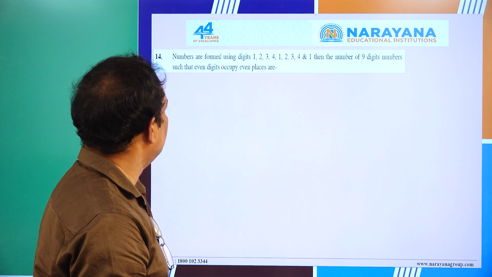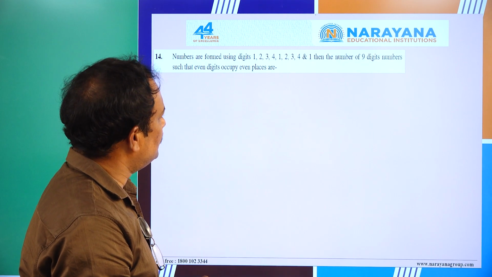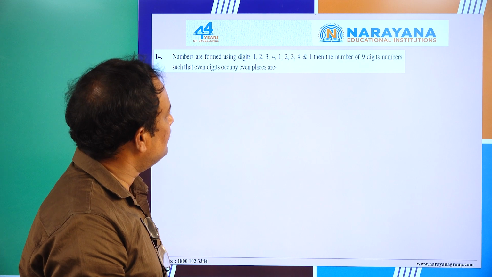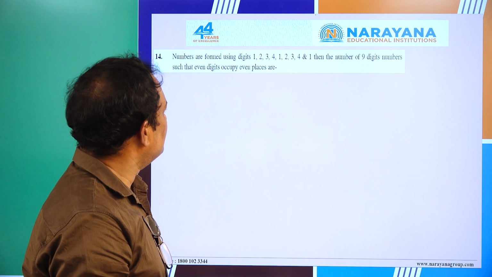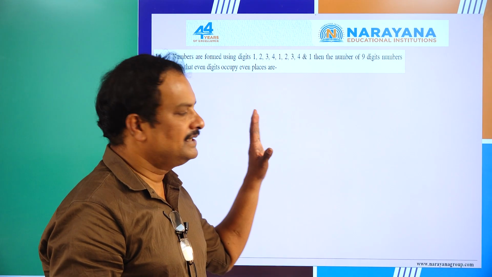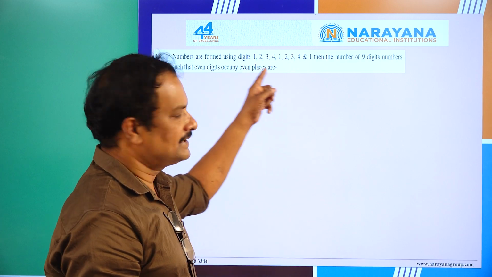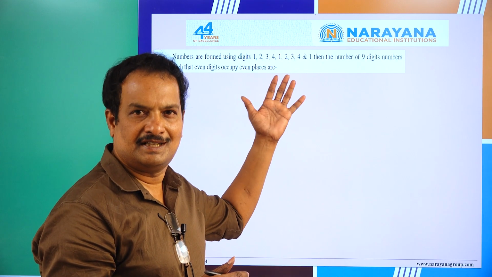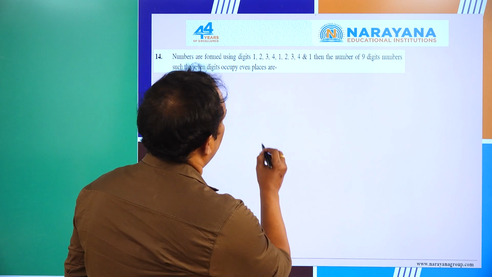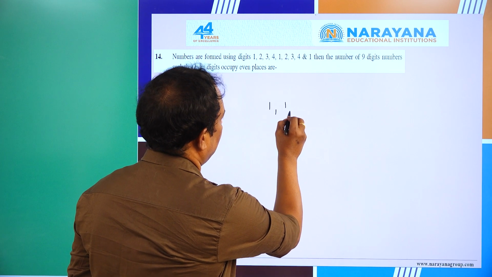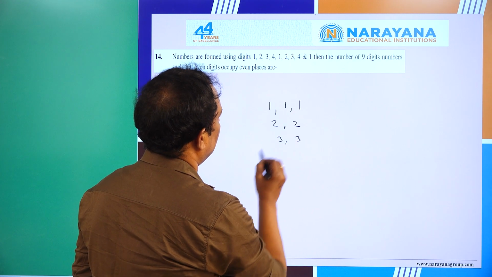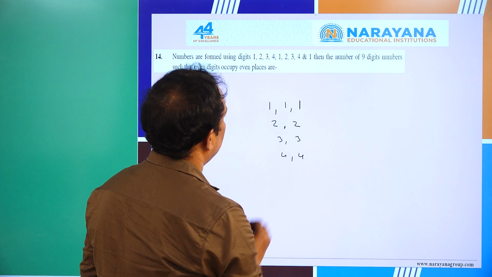Now in this case, the 14th problem, numbers are formed by using the digits 1, 2, 3, 4, 1, 2, 3, 4 and 1. So repetition is there, of course. And how many digits should be there? The number of 9-digit numbers such that even digits occupy even places. Here even digits should occupy even places, but the only thing is, you are supposed to take the same digits, no new digit, and you can't take any digit more than the number of times it appears. So how many are there? 1 is occurring 3 times, so 1, 1, 1. Next 2 is occurring 2 times, 2 and 2, 3 is occurring 2 times, and 4 is also occurring 2 times.